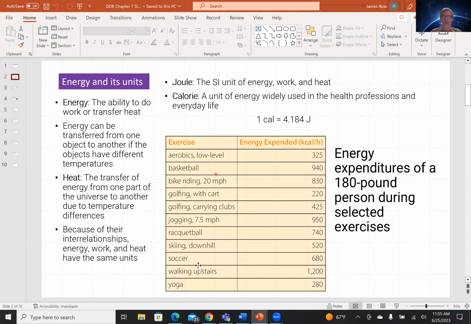Okay, so this type of table is never to be memorized, but just to spur conversation. So you can see the type of exercise that you might do and the energy expenditure per hour that you might exert. Now here we can see that we do indeed have kilocalorie. So these would be the nutritional food calories. So this would be 320 food calories if you do some low-level aerobic exercise. If you were going to do some yoga, 280 food calories. If you're just going to walk up some stairs, over 1,000 food calories.